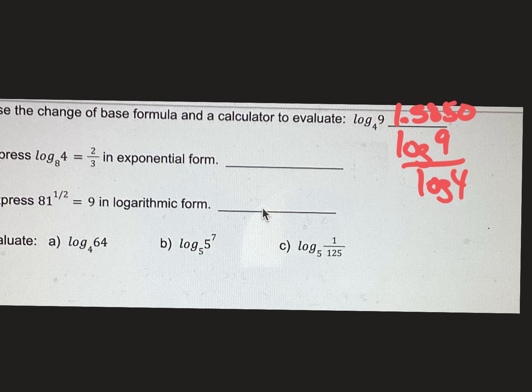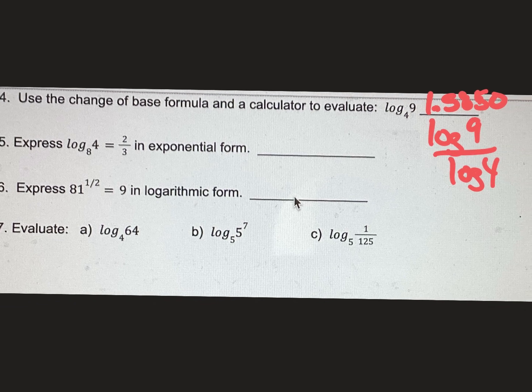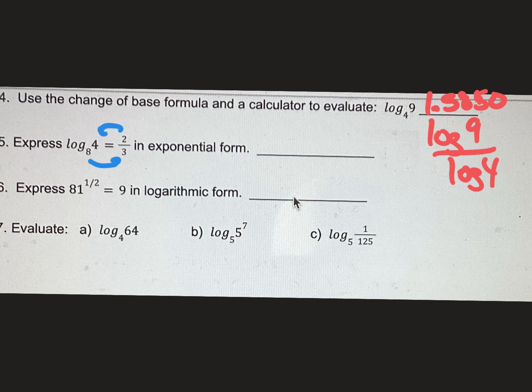Number, what are we on now? Number 15, express that in exponential form. Remember the finger thing we talked about on Monday: that base to that power equals that. That's what I'm going to write. 8 to the 2/3 equals 4. That's all there is to it. They just want you to write it as an exponent.